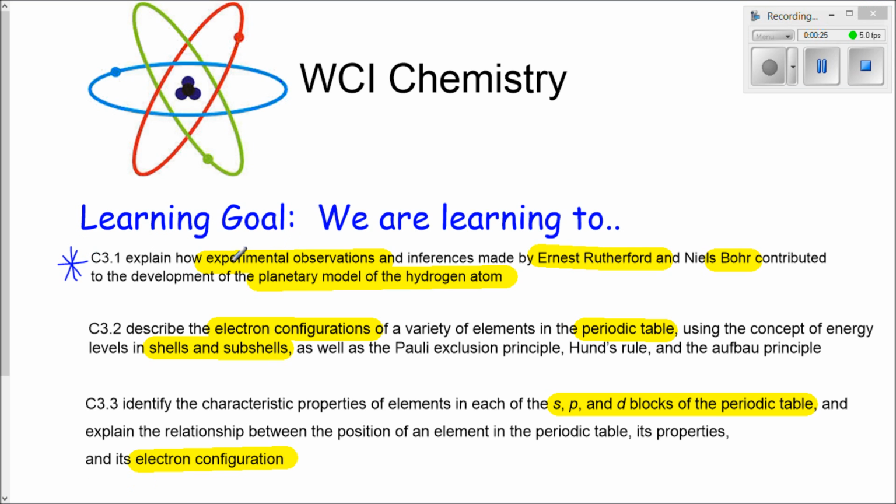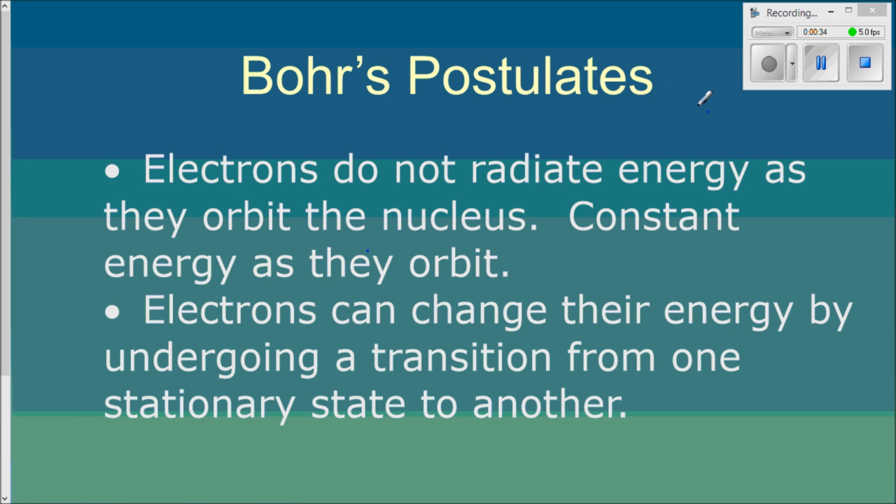You already know through experimental observations how Ernest Rutherford and Niels Bohr contributed to the planetary model of the hydrogen atom. We are just going to quickly review what Bohr said. He said electrons do not radiate energy as they orbit the nucleus. They have constant energy in orbit. They're in shells. That's a key word there. And another thing he said is that they can change their energy level by undergoing a transition from one stationary state to another. This is what we call a quantum leap, or quantum shift.